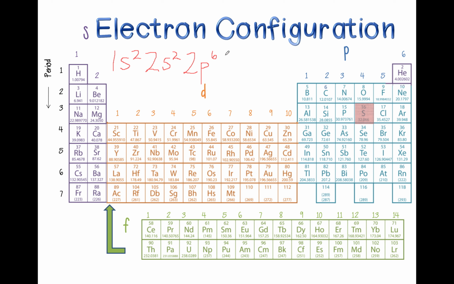Now I'm at the third period, so 3. This is the S block, and there are 2 elements, so 3s2. Then I keep reading across, and that will take me to the 3p. Sulfur is the 4th element into that block, so sulfur is 3p4. That's the electron configuration for sulfur. You'll notice at the top of this periodic table that these numbers are not the group numbers. I just counted for you how many elements there are in that block.